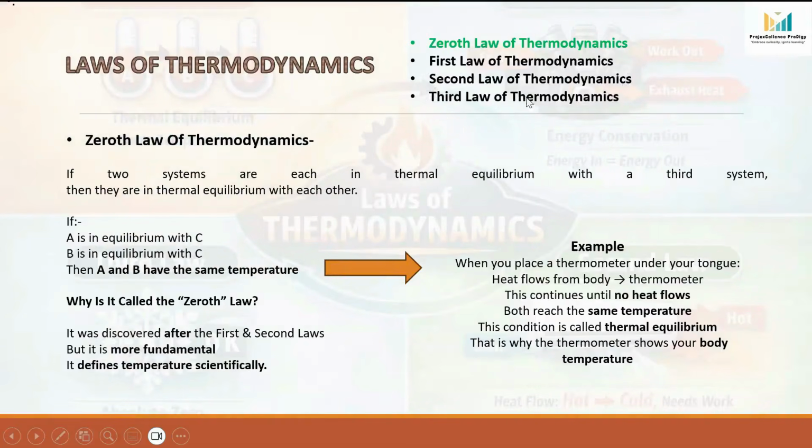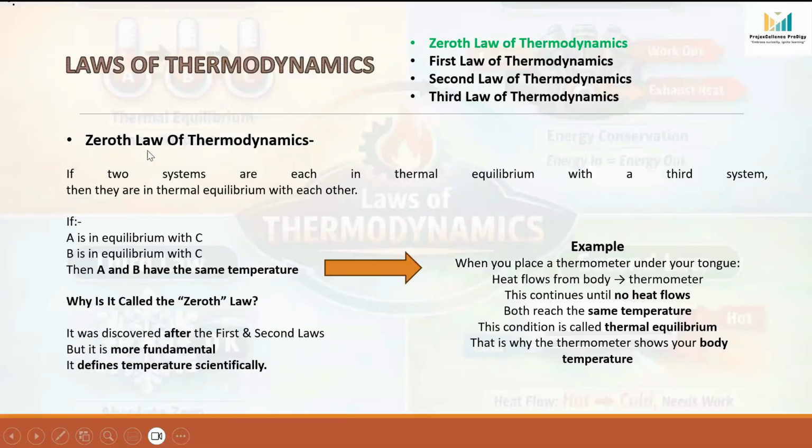To understand this subject properly, we must first understand its 4 fundamental laws. Each law gives us one important principle about temperature, heat, energy conservation, and entropy. These laws are extremely important in mechanical engineering because they help us understand how engines, turbines, compressors, boilers, refrigerators, and many other systems actually work.